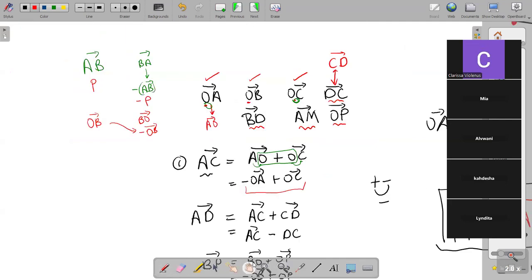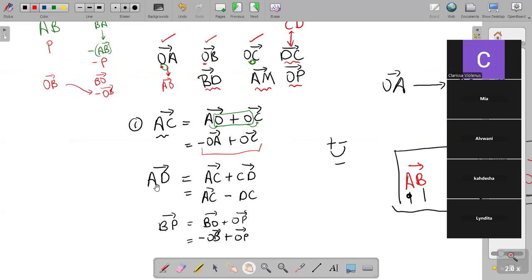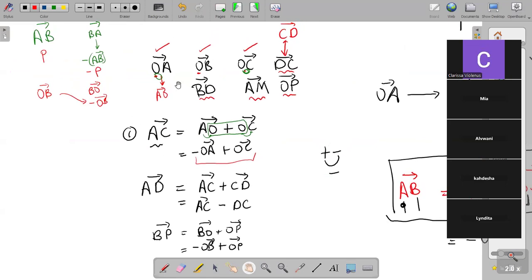Now let's zoom out. Let's take a look at the next one. I want to create AD. So I need to look for two vectors that have an A and a D, and both of them share a common letter. So let's look. OA, OD. I don't have an OD, so I can't use AO and OD. But let's see if there's another vector that has an A and a D that share a common letter.